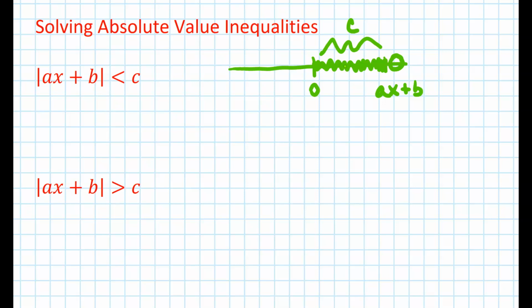And just like with the equations, I also have to look at the other side. So if I had negative ax plus b on this side, we'd open that circle again. This distance here again is c, but we're interested in the values that are less than c. So again, it's everything in here. So we have an interval of values between those 2 points.